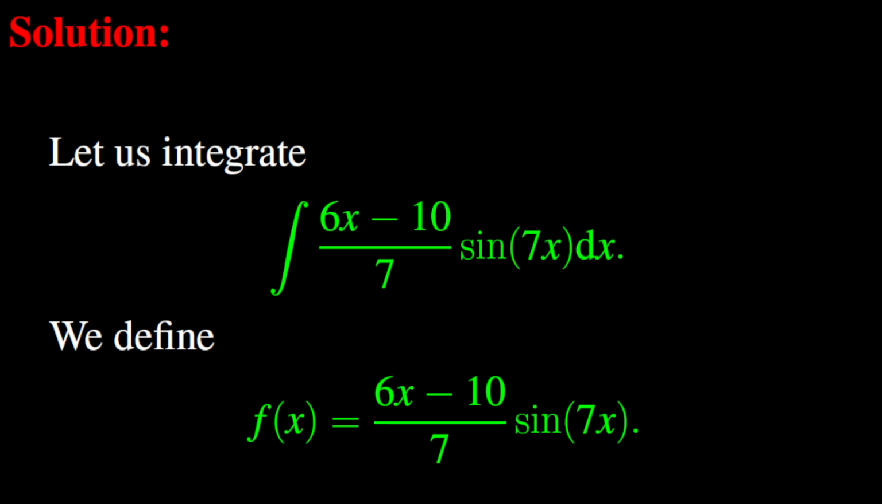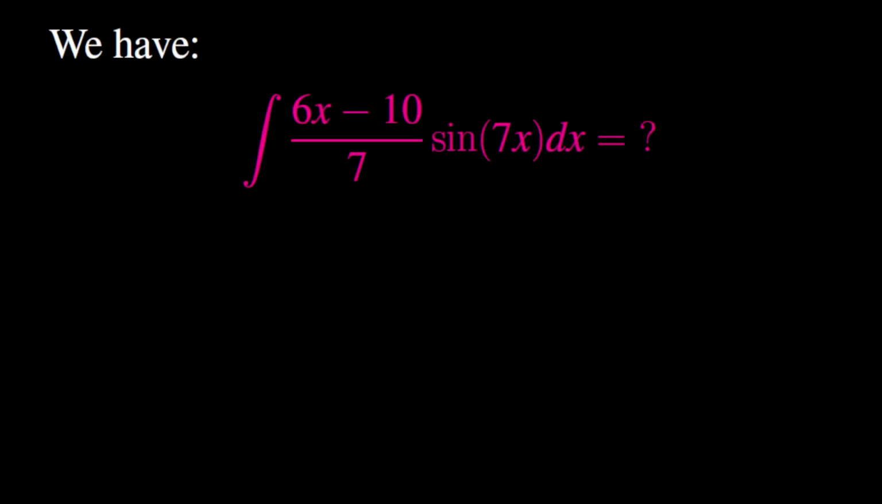Let us integrate the function 6x minus 10 over 7 times sine of 7x. Given that the function to integrate, 6x minus 10 over 7 times sine of 7x, is still the product of a nonlinear function with a polynomial function, we still have to use the method of integration by parts. The main aim of this repeated utilization of the method of integration by parts is to reduce the degree of the polynomial function 6x minus 10 over 7.